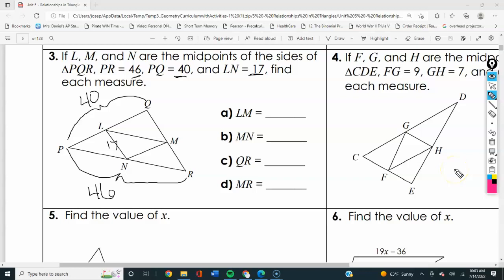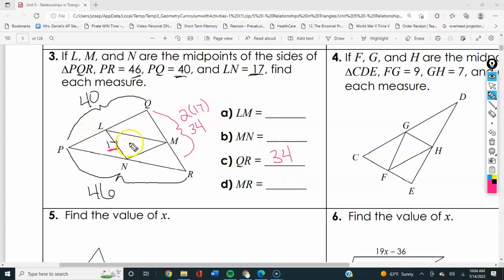So I'm just going to go through and label it and then go back. So if LN is 17, it means that this side is double 17, right? It's twice the size. The midsegment is half the size of the outside. The outside is double the size of the midsegment. So 2 times 17 is 34. Do I have a QR? I do. QR is 34.